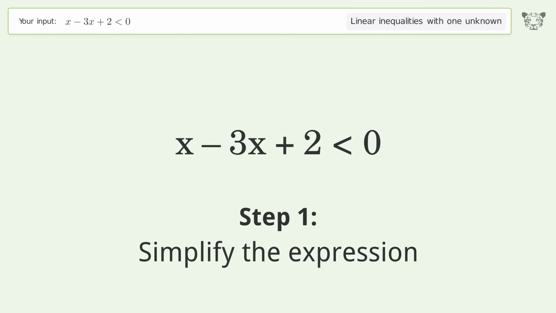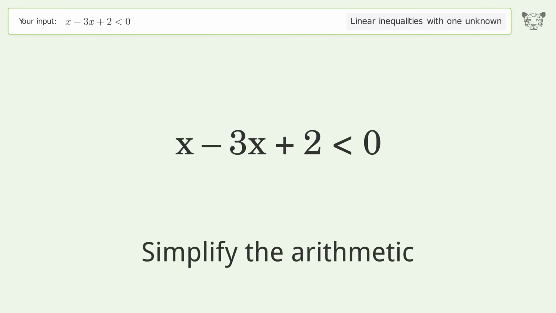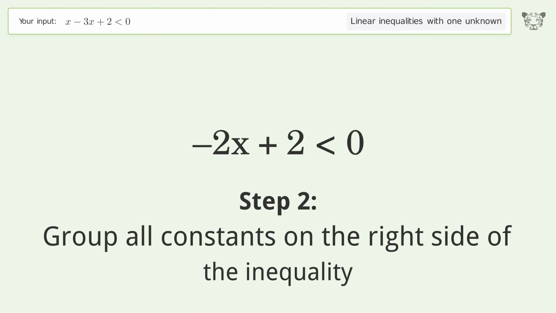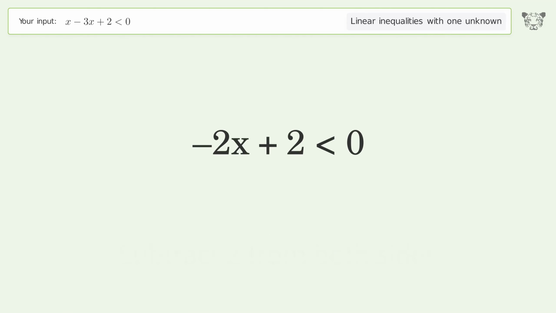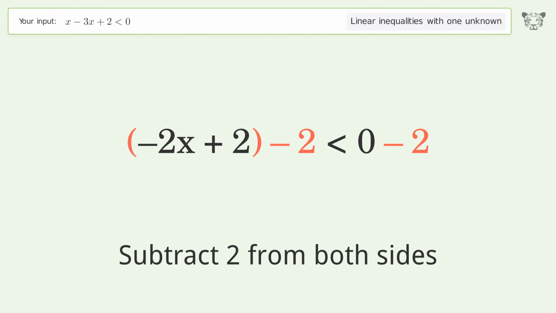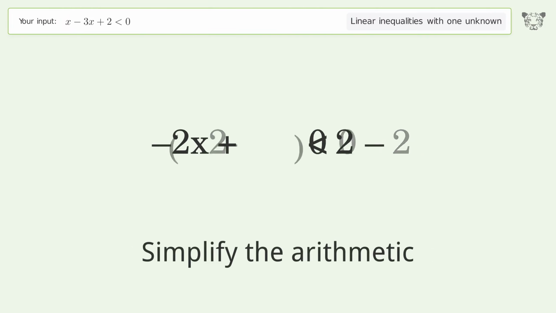Simplify the expression. Simplify the arithmetic. Group all constants on the right side of the inequality. Subtract 2 from both sides. Simplify the arithmetic.